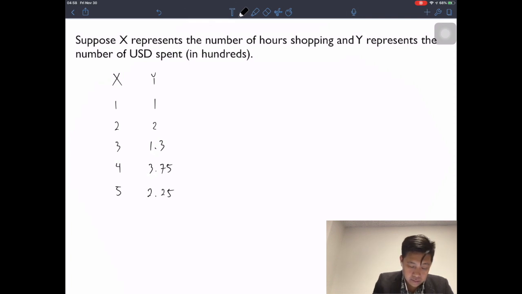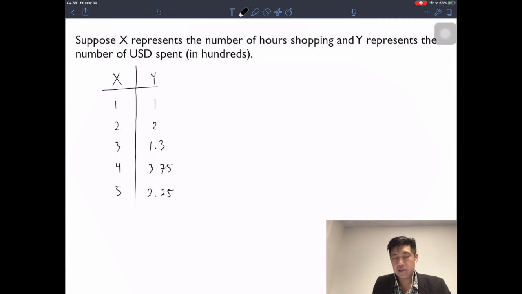So here, the "in hundreds" is important because it'll make sense in terms of the numbers I've used. They may have a different story on this website, however, this seems a little bit more relatable if you're talking to a bunch of students. So the first one, 1 for 1, it's 1 hour for 100. 2 for 200, 3 for 1.300, but nobody speaks like that. So that would be 130, right? You move the decimal 2 places.